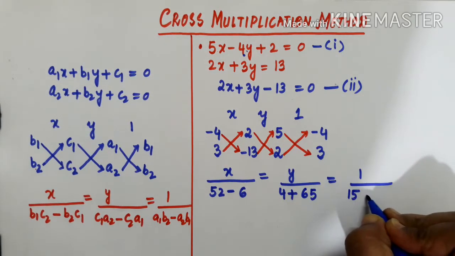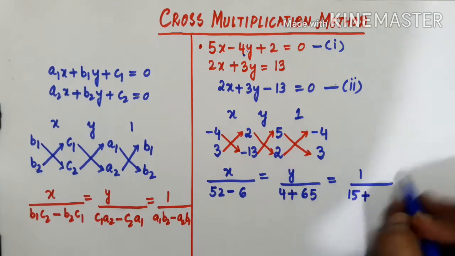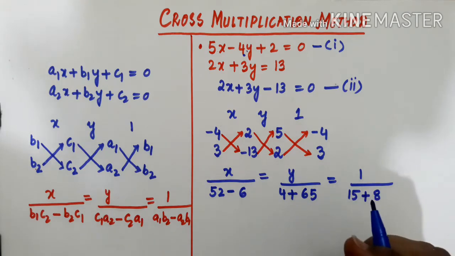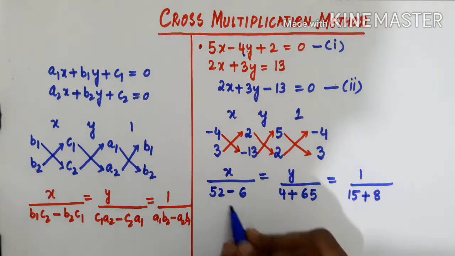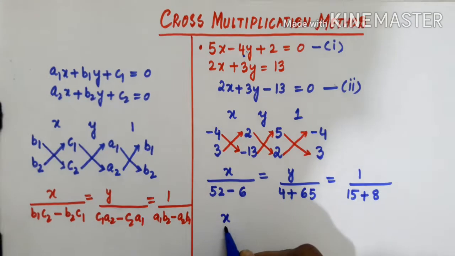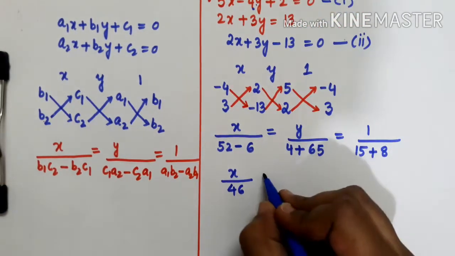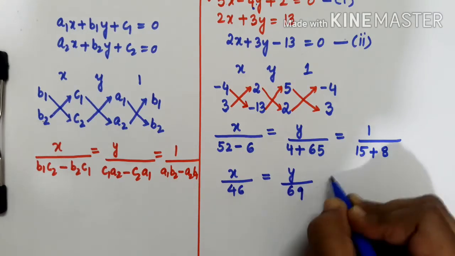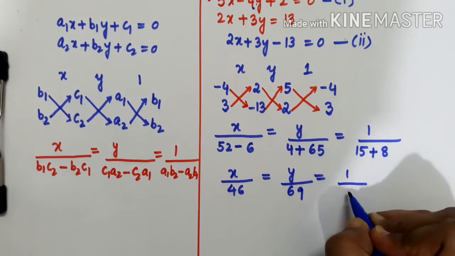Then minus I'm having here. Then again one more minus is here. So minus into minus again plus. So 2 4s are 8. So directly I'm just writing, minus into minus will give you plus. Okay, so now x divided by 52 minus 6, that will give you 46. Now equals to y divided by 69, then equals to 1 by, it's nothing but 15 plus 8 will give you 23.